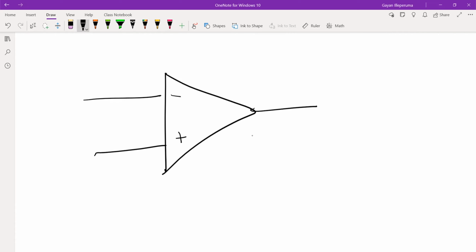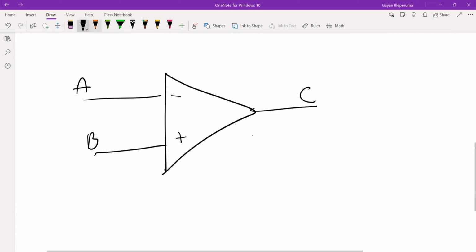2. Which one is the inverting input? A, B or C? A. Make inverting input, right? So this is inverting. Plus means the non-inverting.